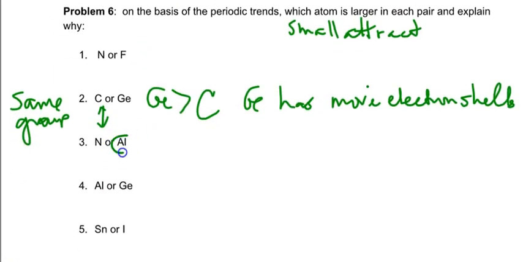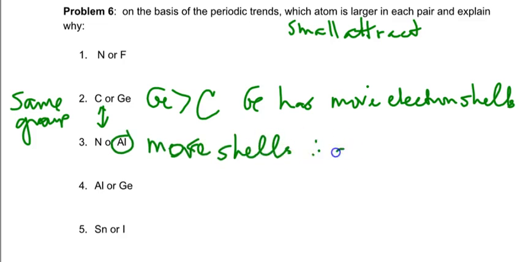So I would pick aluminum because it has more shells. Oops, I can't spell though. More shells, therefore greater atomic radius, okay? What about aluminum or germanium?